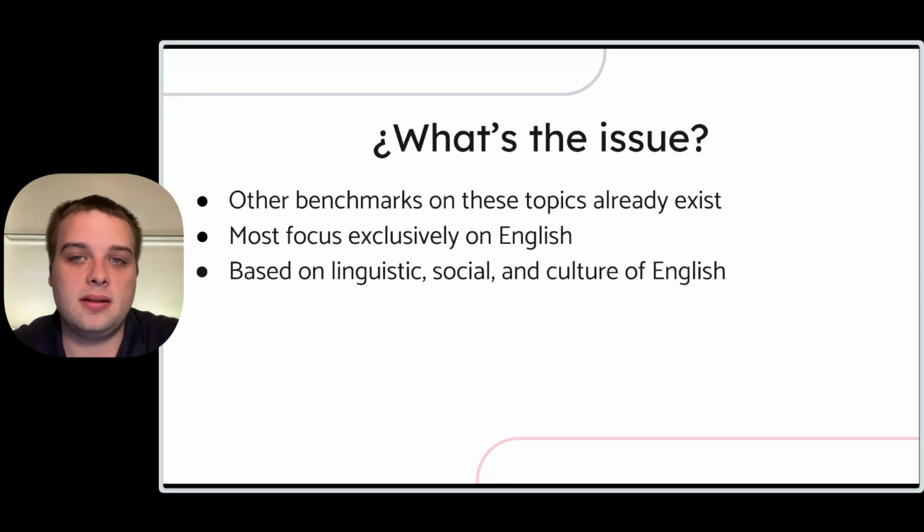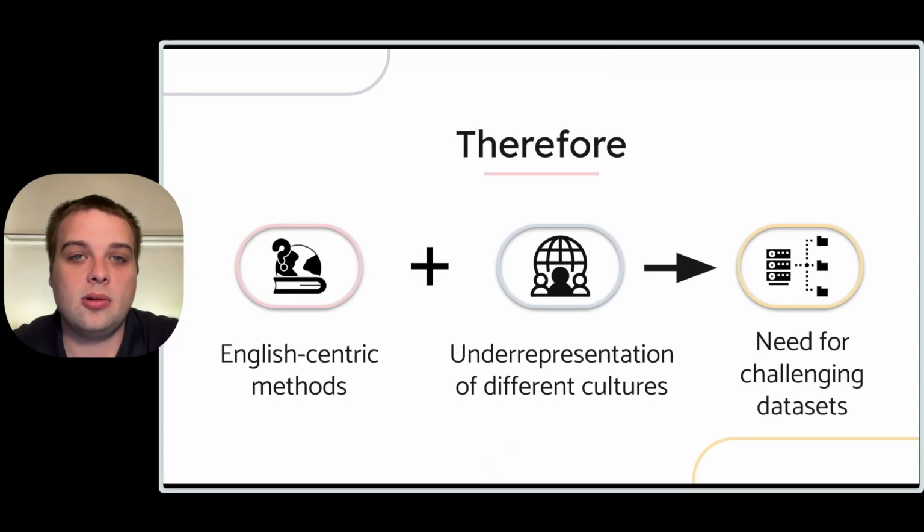But what's the issue here? Especially since other bias benchmarks on these topics already exist. However, most of this research is focused exclusively on the English language. Many metrics, datasets, and mitigation methods are based on the linguistic, social, and cultural characteristics of English. We are in the stage of having mostly English-centered methods and underrepresenting lots of different cultures. Therefore, there's a need for challenging datasets in this area.